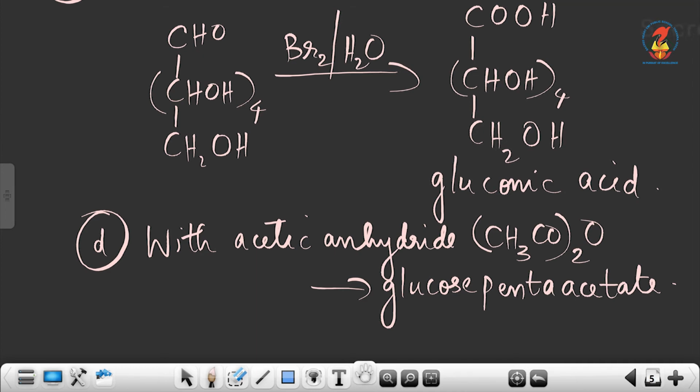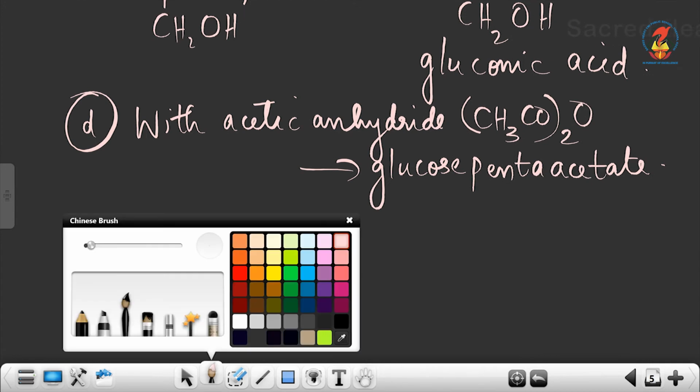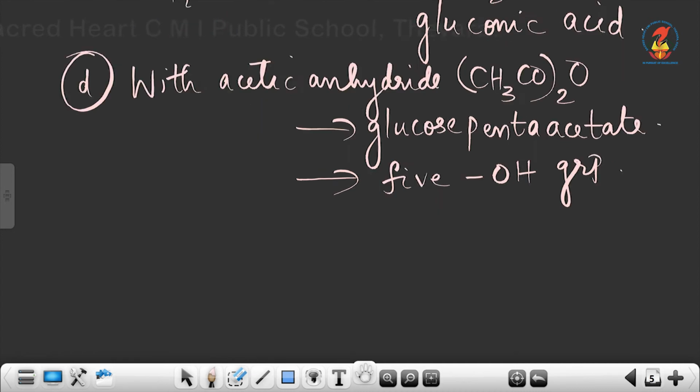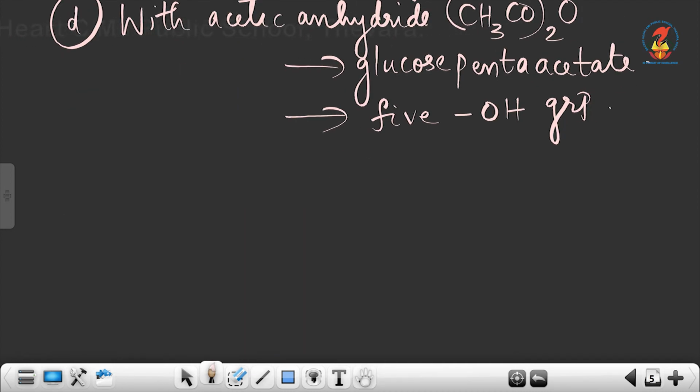So, we know that when we write the structure, there are 5 OH groups. So, this reaction proves the presence of 5 OH groups in glucose. Since it exists as a stable compound, the 5 OH groups should be attached to different carbon atoms. So, I am going to write the equation of glucose with acetic anhydride.